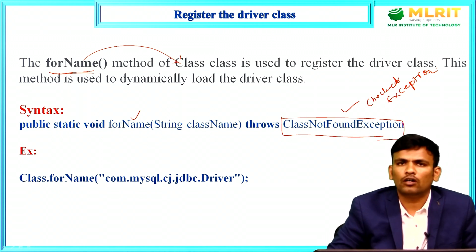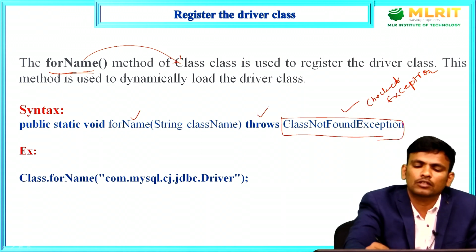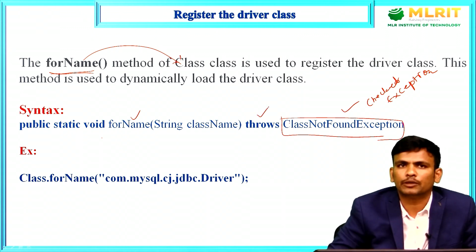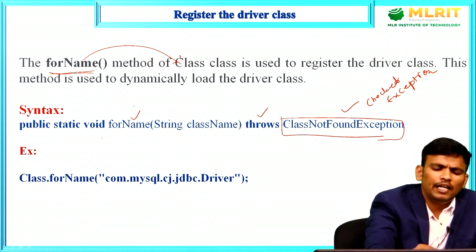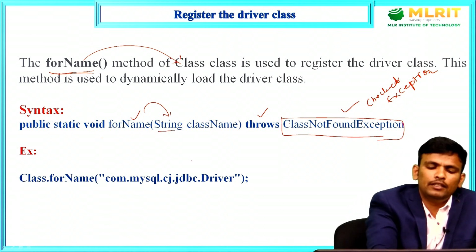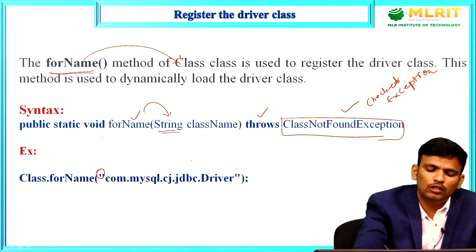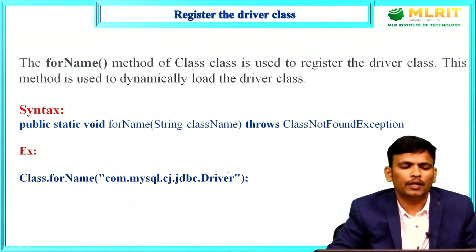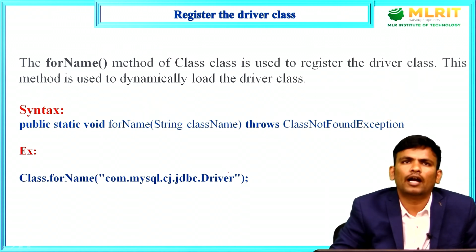So if you do not handle the exception, either we need to handle the ClassNotFoundException by using try catch, or we need to bypass it by using the throws keyword. Otherwise the program won't compile and it will generate a compile time error. So compulsorily we should handle it, or bypass the exception by using the throws keyword. And in forName we need to pass a driver name. It must be of string type, so that's why here I enclosed it within double quotes. So using Class.forName, we can load and register the driver.